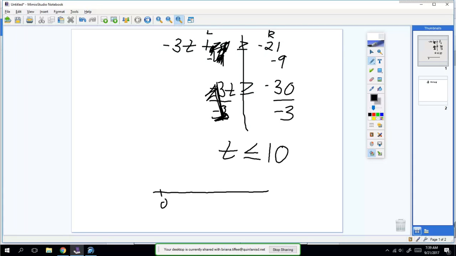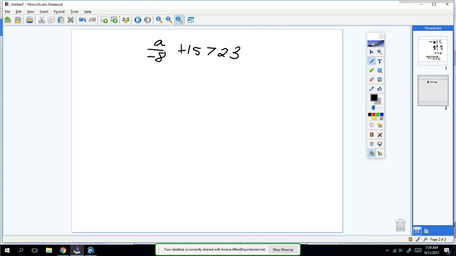So let's say I have 0, 2, 4, 6, 8, 10, 12. Well, the type of circle that will go above the 10 is a closed circle because it says it's equal to. Okay, so it says t is less than or equal to 10. So that means everything less than 10 is an answer. Anything greater than 10 is not. That's how you graph it. All right, let's do one more.